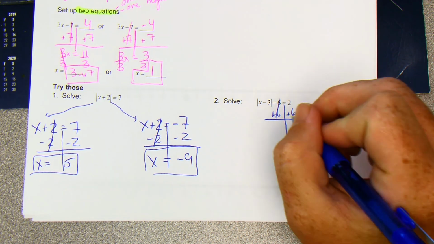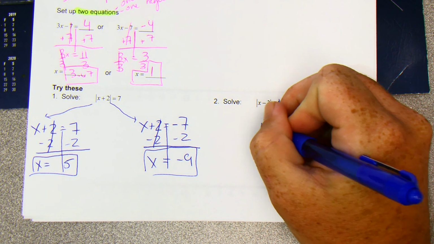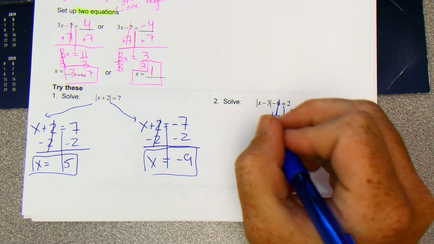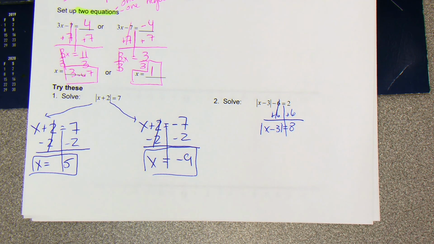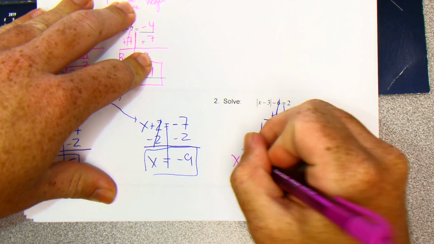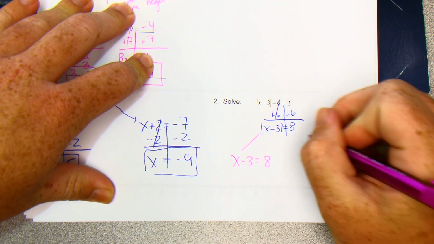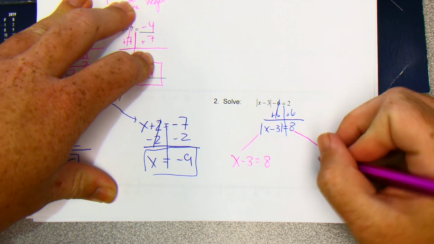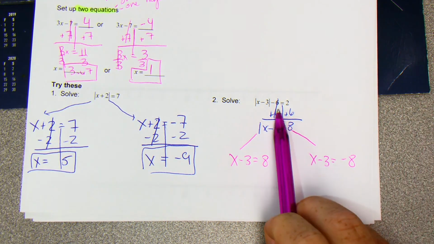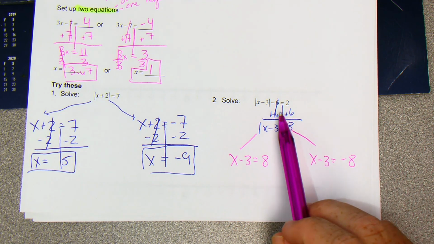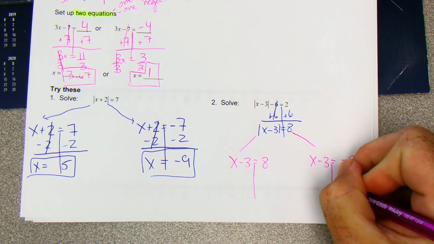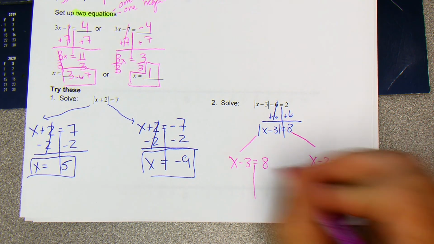So those cancel out, and now I'm left with 8. So I have the absolute value of x minus 3 equals 8. Now I can split this into two separate equations. So I'm going to use my other color. I can split this into x minus 3 equals 8, and the other one, remember I need to do my negative, x minus 3 equals negative 8. So I got rid of this negative 6 by adding it to both sides, and now I split up my equation into my two separate equations. One's equal to a positive, one's equal to a negative.